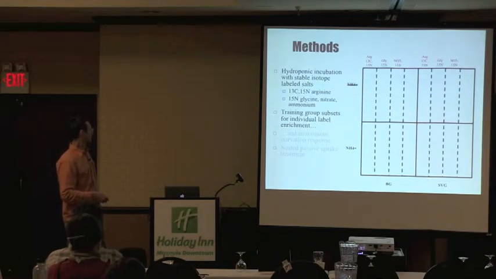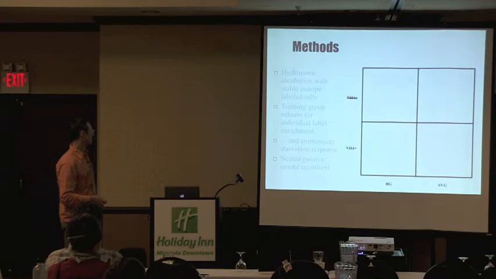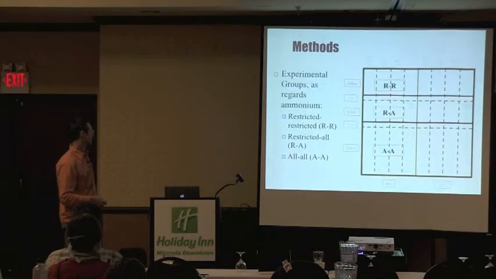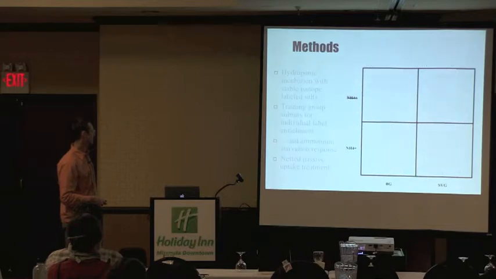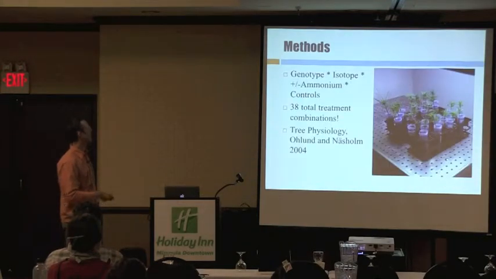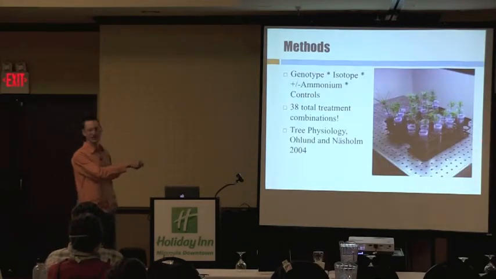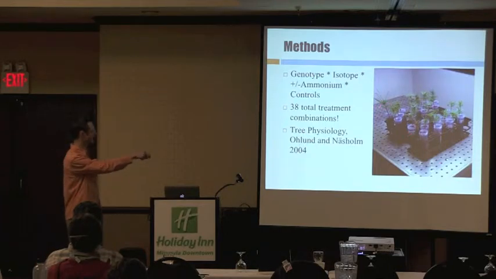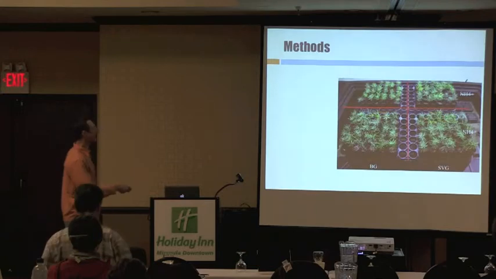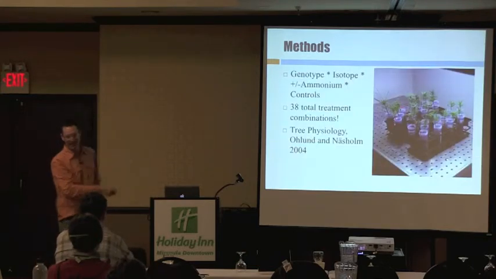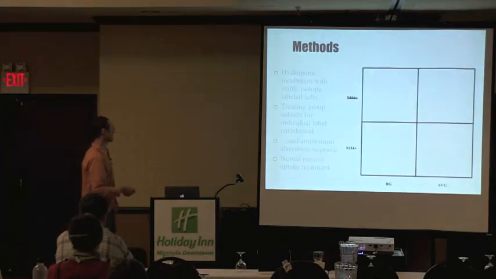Let me see if I have a picture out of order. Maybe I don't. It would be that. This is what the incubation looked like, the hydroponic incubation. So this is seedlings in falcon tubes on a shaker table. So how did I choose which seedlings went into those groups? And that's what this whole thing is.